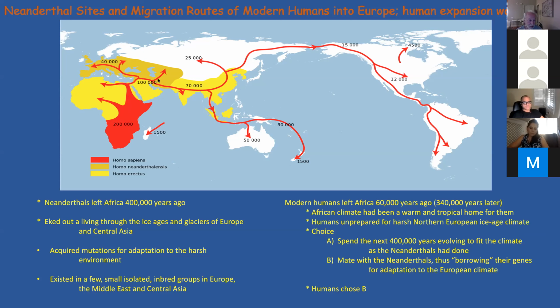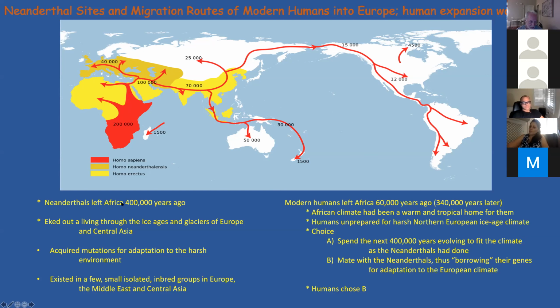They migrated out of Africa through the Middle East, and then populated Northern Europe, and finally migrated to the entire world. The Neanderthals, shown here in a different color, also migrated out of Africa. And you can see the range where they occupied here in Northern Europe. So we're going to talk now just about Homo sapiens and Homo neanderthalensis.